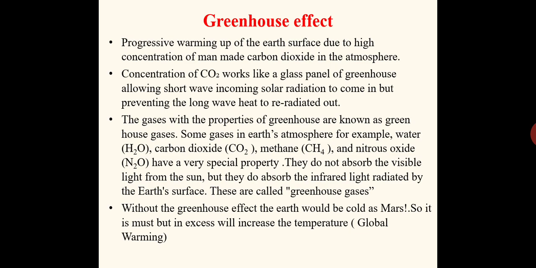So the concentration of carbon dioxide, CO2, works like the glass panel of a greenhouse, allowing short wave incoming solar radiation to come in, but preventing the long wave heat from re-radiating out. That is the greenhouse gas effect. So if the concentration of this CO2 increases beyond a particular level in the atmosphere, this layer will act like the glass panel of a greenhouse.